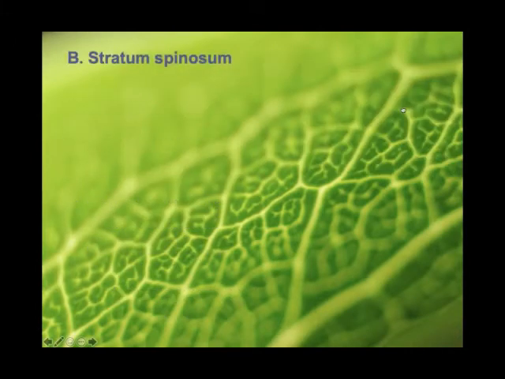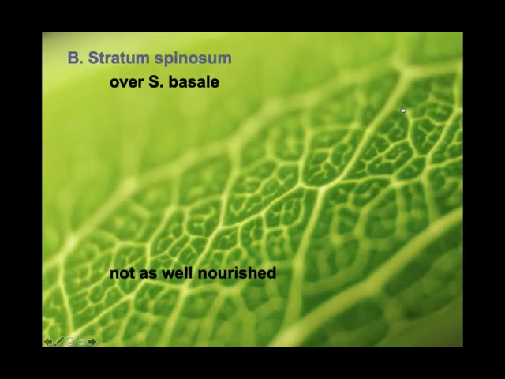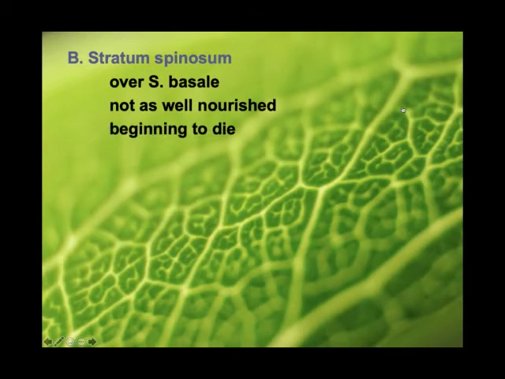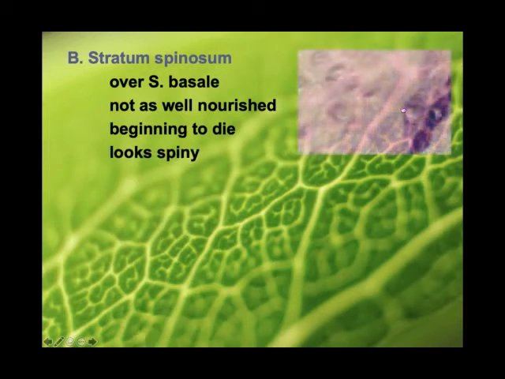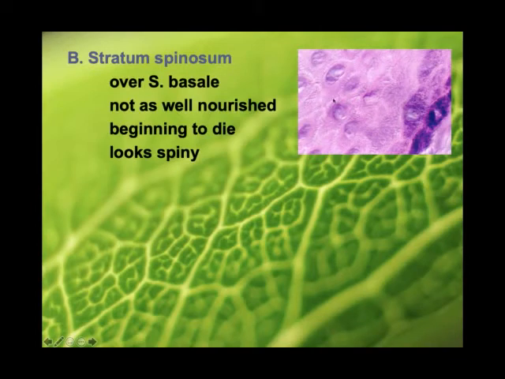On top of the stratum basale layer, we have the stratum spinosum, and the reason that it's called spinosum is because it looks kind of spiny. The cells are a little further away from the food supply, they're not being regularly fed, and so the cell membranes are starting to break down because these cells are beginning to die. And they look all spiny. You can see right along here and here that they have these little spiny things. And what those are, they're actually the connections between one cell and the next.